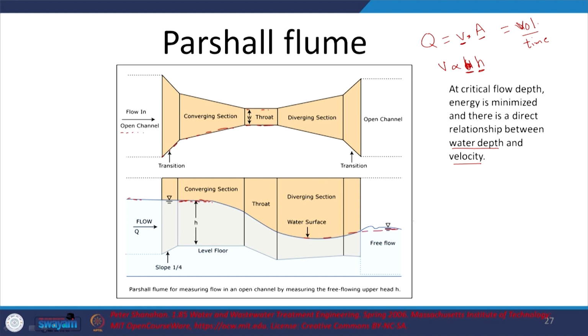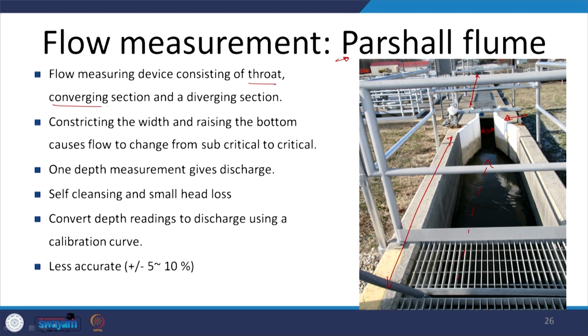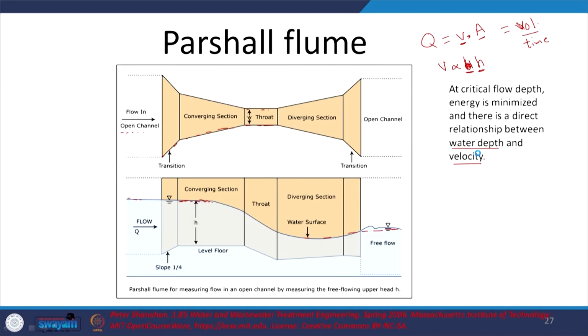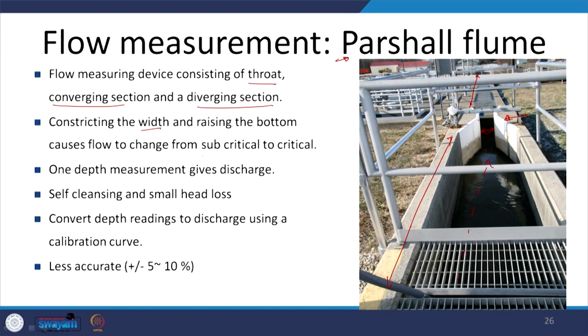So, I want to come up with a way such that the depth of the flow at that particular point is proportional to the velocity of flow. That is why we are constructing the Parshall flume. So, what do we have? It consists of a throat, converging and diverging section. Constricting the width, that is what we saw, the width is decreasing, and raising the bottom, I think that is not clear from here, causes flow to change from subcritical to critical or supercritical. One depth measurement gives the discharge, and more importantly it is self-cleansing and there is little head loss.